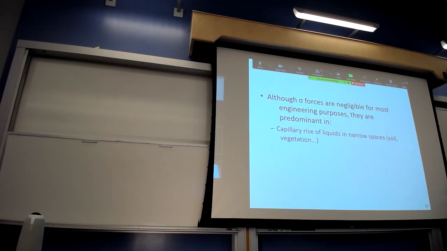Okay, so although in most engineering applications, surface tensions are negligible, there are some engineering problems in which capillary action or surface tension is dominating what's happening. So one is capillary rise of liquids in narrow spaces. So for example, getting the water from the roots of a tree all the way up to the leaf. And you'll find that you can only raise water about 32 feet before it boils. You're going to find that.